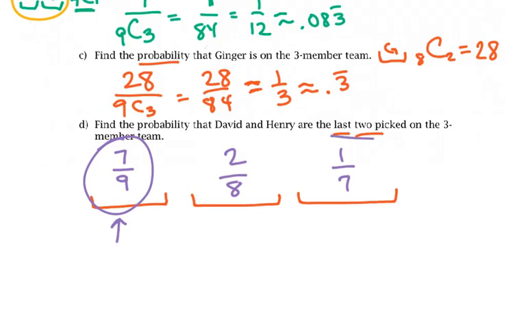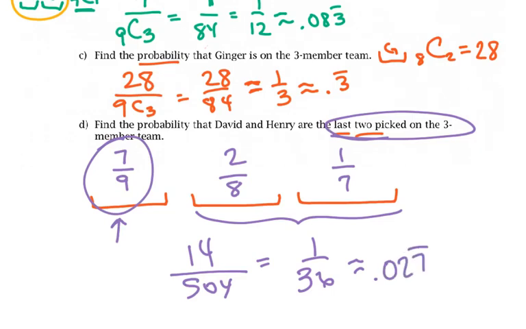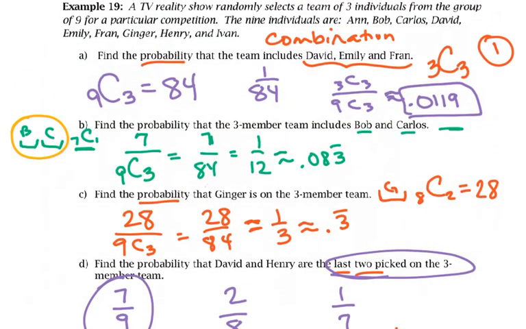But second and third place, the last 2 picked, we want for our desired outcomes here to be David and Henry. So you multiply all that together, you get 7 times 2 times 1, over 9 times 8 times 7. That's 504. You reduce the fraction, it comes out to 1 over 36. And so the probability is about 0.027 repeating. So about almost 3% that's going to happen. So not a high likelihood. But that's how you would use combinations with the probability.